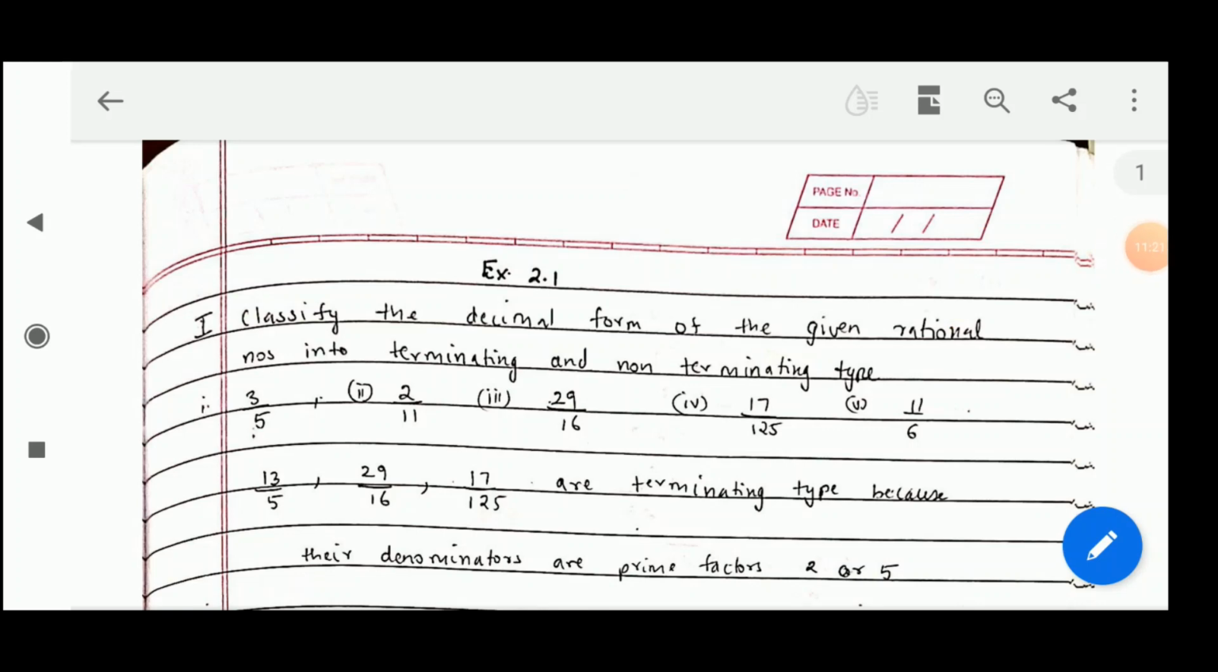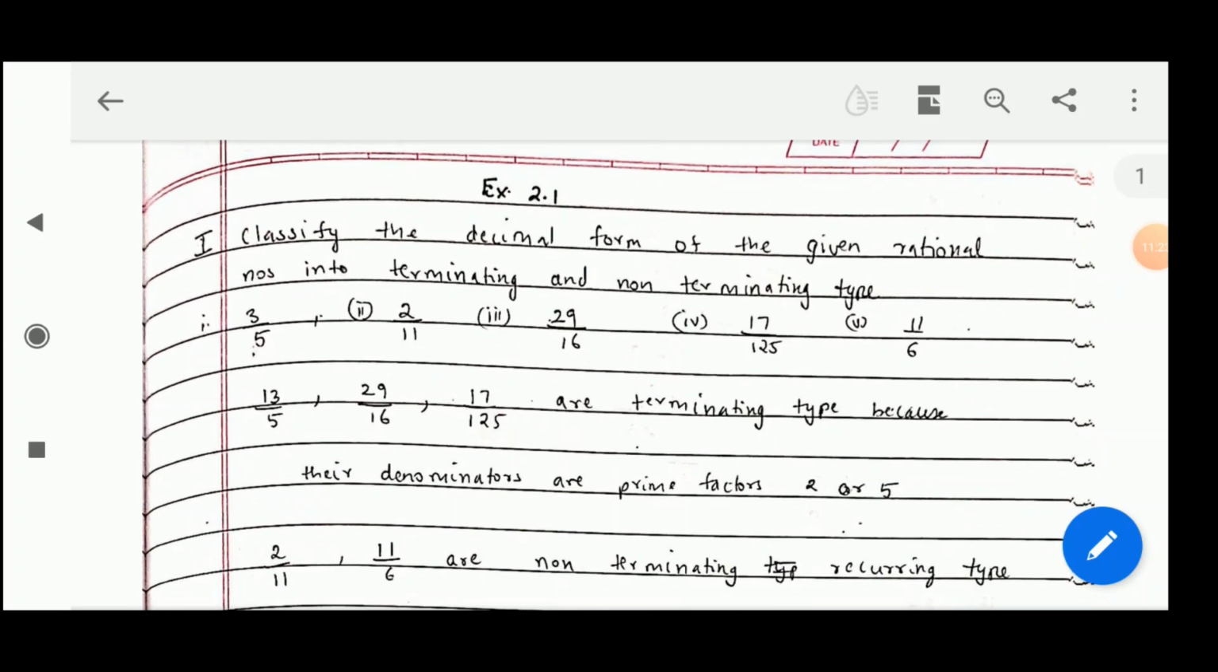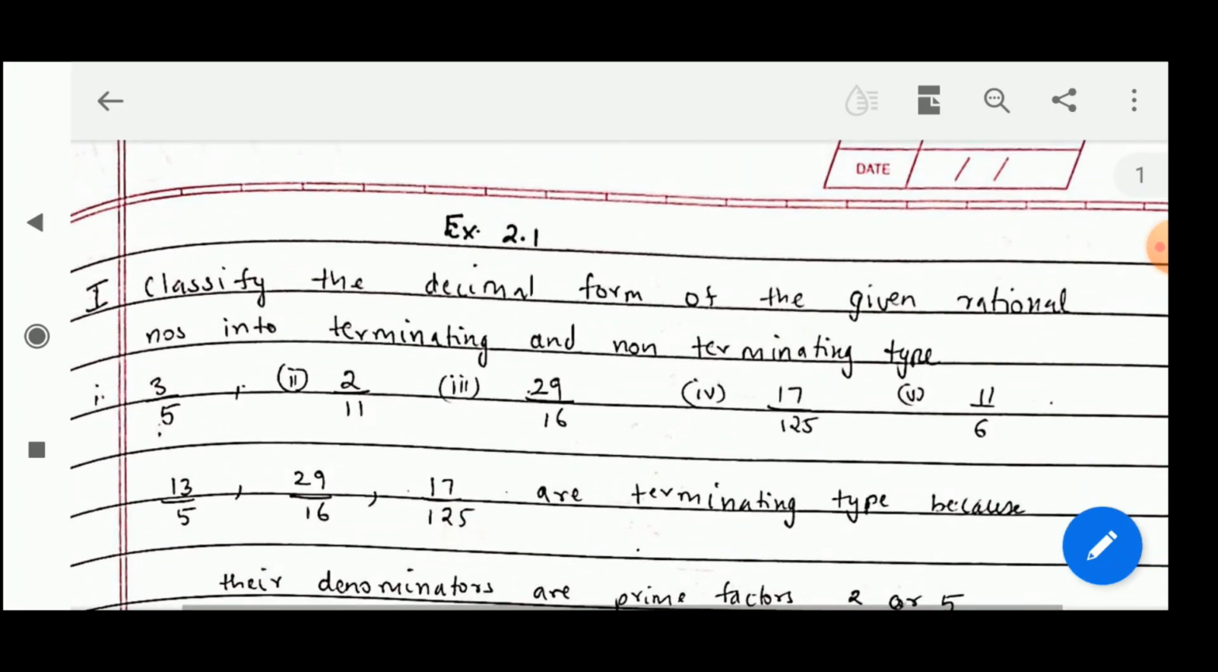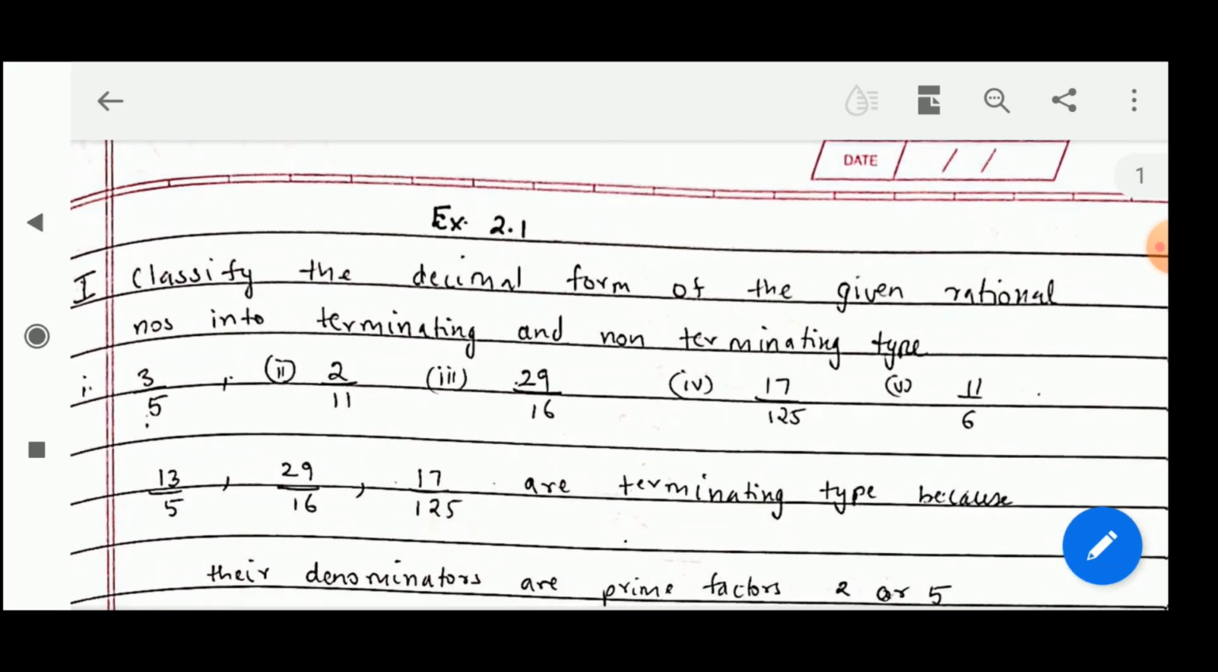Now let us see practice set 2.1. In this, the first question is to classify the decimal form of the given rational numbers into terminating and non-terminating type. As I told you earlier, how will you classify without solving? Just find out whether the prime factors of the denominator are 2 and 5, then it is a terminating type of decimal form. If it is some other number besides 2 and 5, then the decimal form is non-terminating type.